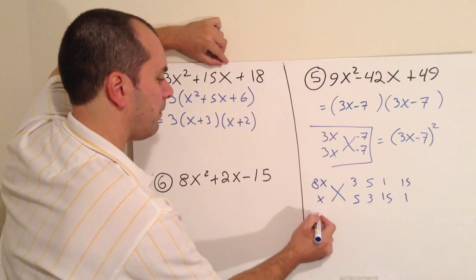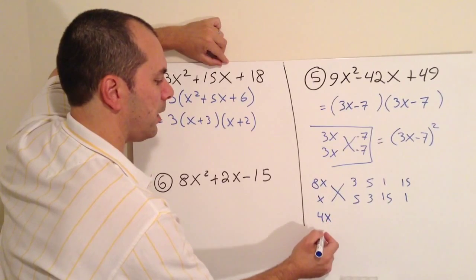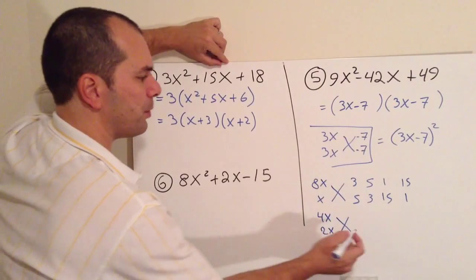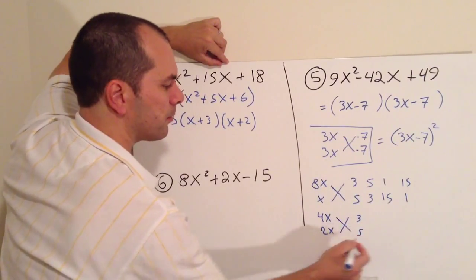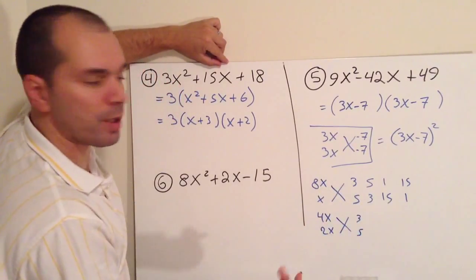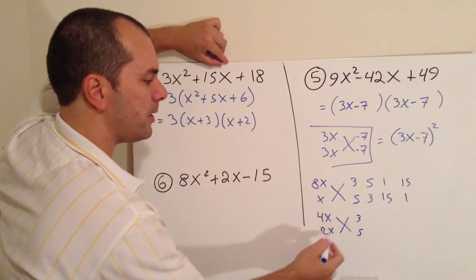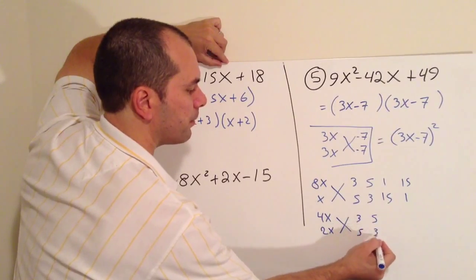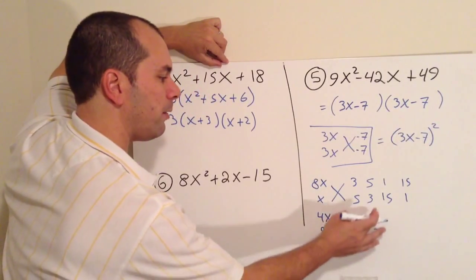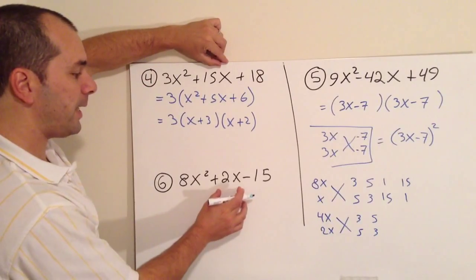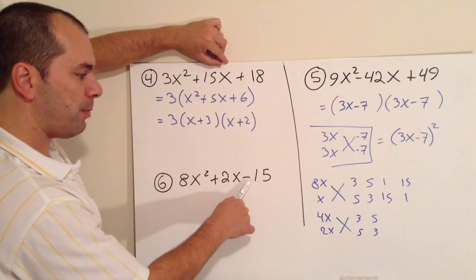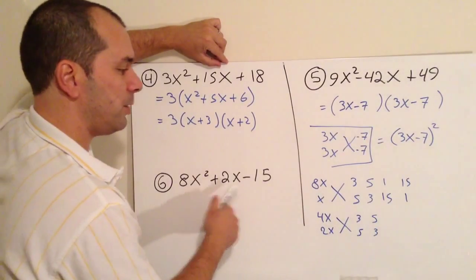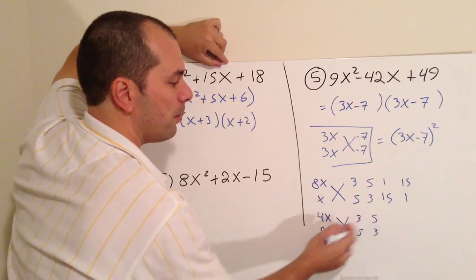So I'm going to try 4x and 2x. I guess I use the same number, so 3 and 5. There's no common factor, so I need to try them. So that's 20 and 6, I can't make 2. What if it's 5 and 3? So that's 12 and 10. Hey, with 12 and 10, I can make 2. I know that one is positive, one is negative, and therefore I need to make positive 12 minus 10.